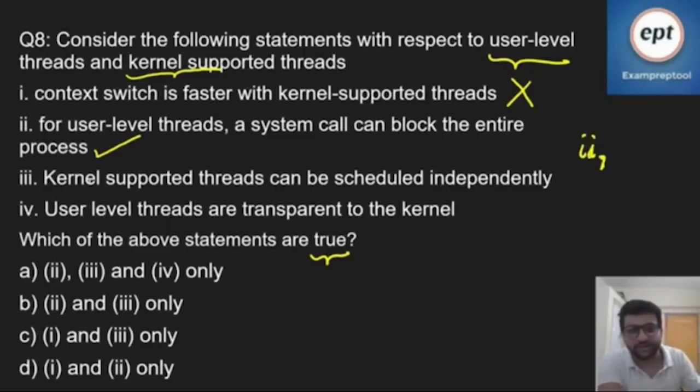So second is correct. The third option says that kernel supported threads can be scheduled independently, right? So this is correct because we know that kernel is aware of these threads. So these threads can be scheduled independently. So the option C is also true, right? The fourth option says that user level threads are transparent to the kernel. Yes, we know that the kernel is not aware of the user level thread. So the answer will be 2, 3 and 4. So it will be option A, right?